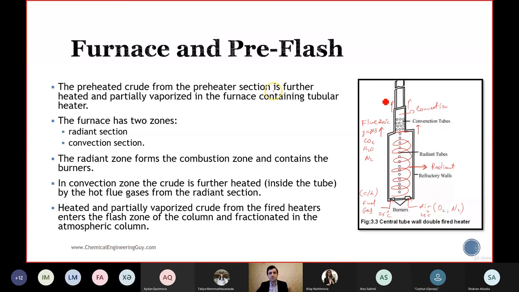So all furnaces have two sections, the radiant section and the convection section. In the radiant section, you have the burners, the main fire, where you have the main heating area of the tubes. And these tubes leave the furnace, but in the convection section, you can heat the streams that have lower temperatures.